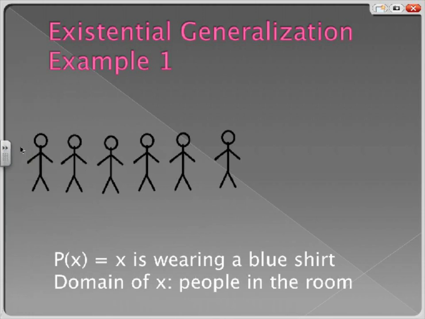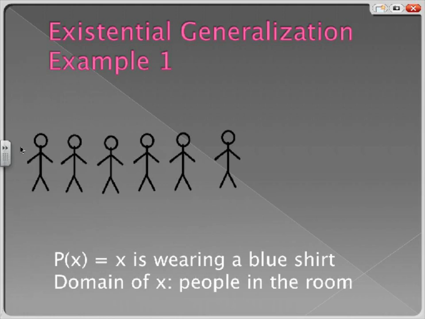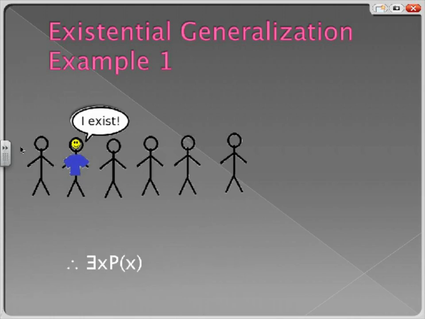Alright, for our next example on existential generalization, we let P of x denote x is wearing a blue shirt and the domain x be people in the room. In this example, we know that one particular person in the room is wearing a blue shirt. Without needing to know whether the other people in the room are wearing blue shirts or not, we can say that there exists at least one person in the room who is wearing a blue shirt.